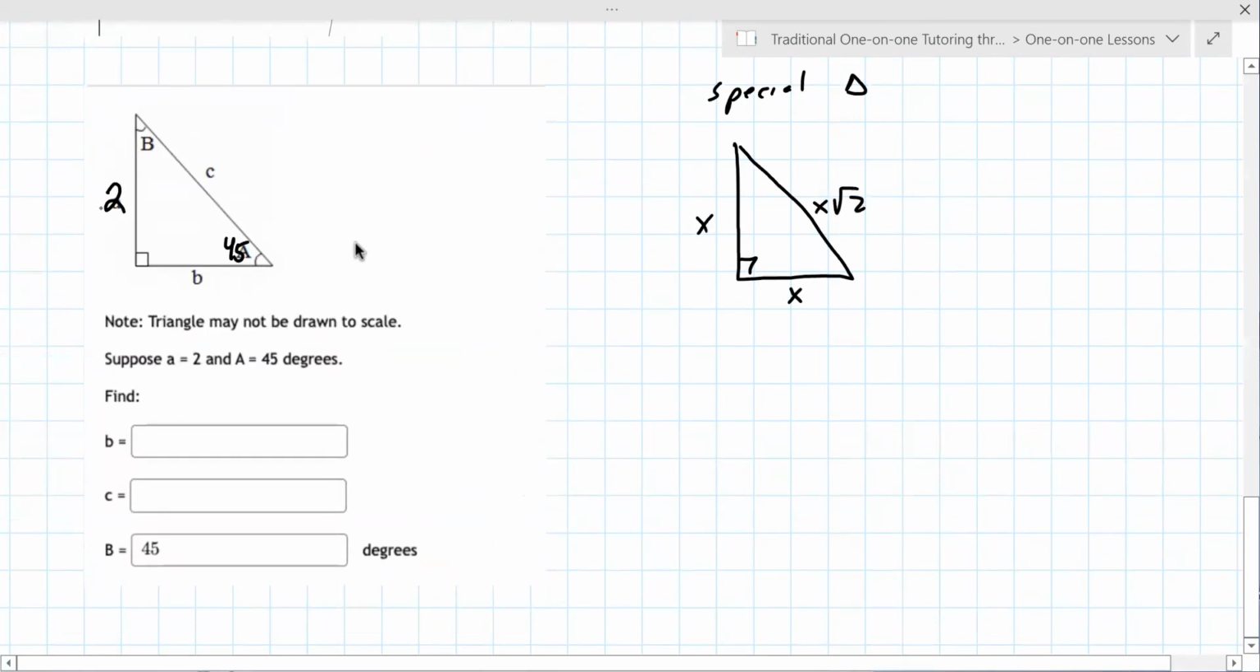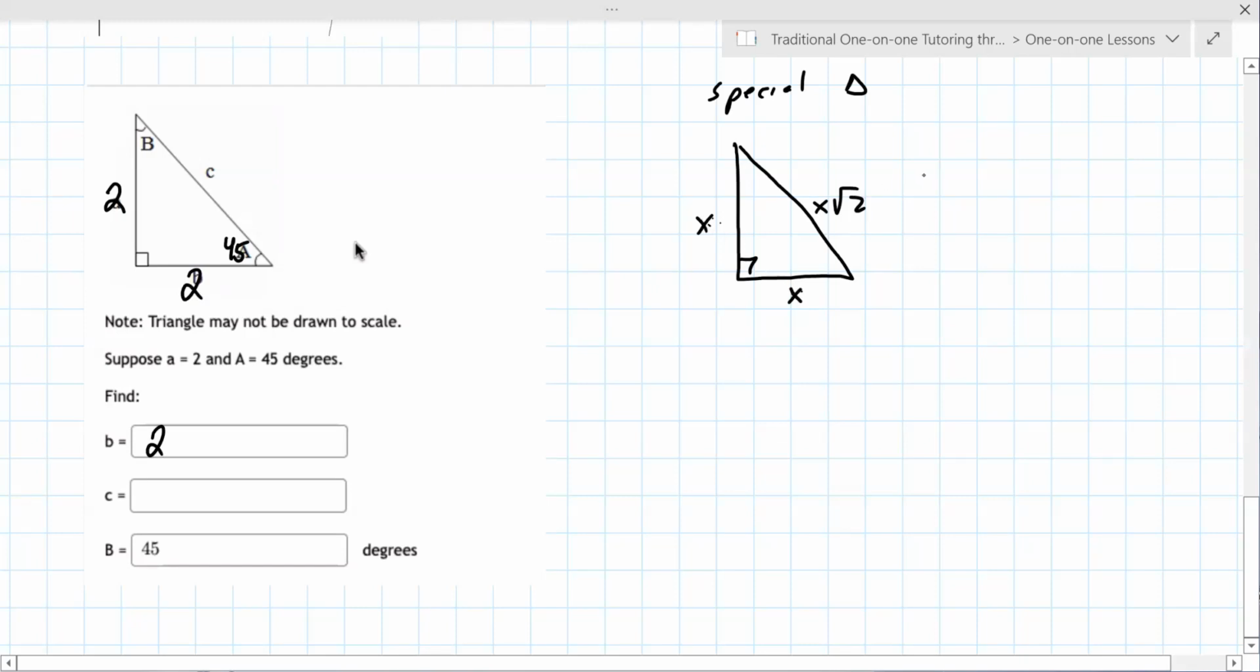So am I given, is 2 a leg or is it a hypotenuse in this problem? It's the leg. So the legs are the same. So B is also 2. That's what this reference triangle means. It means whatever the one leg is, so is the other.